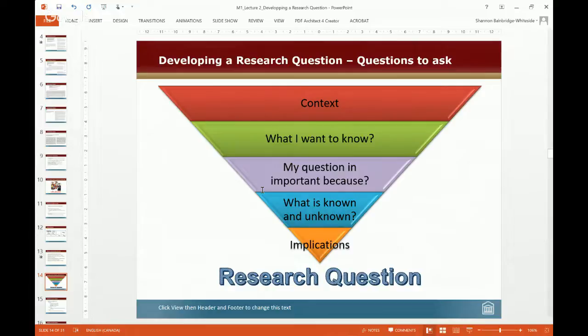So you need to be able to ask yourself, why is my question important? So why do I care about my question? But why would other people care about it? Why would the Canadian Institutes of Health Research care about it so much that they would give me money to actually do this experiment? Why would patients care about it? Why would other healthcare providers care about it? Why would other researchers care about it? You need to be able to answer those questions about your research question to determine if it's a sound question or not.